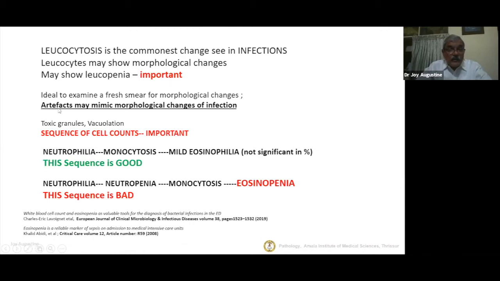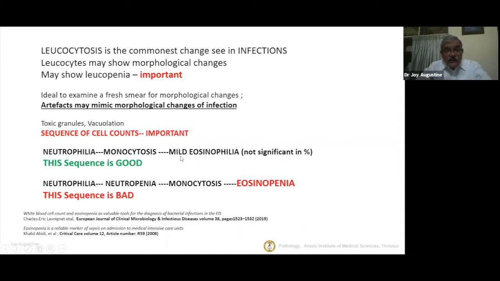Other points to remember: artifacts may mimic morphological changes of infection. Toxic granulation and vacuolation are very, very commonly seen in stored blood smears. So this is very important to remember. Now look at the sequence of events. This is becoming increasingly important. In several articles you will see this.